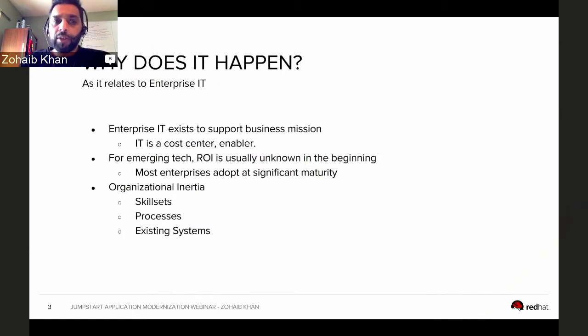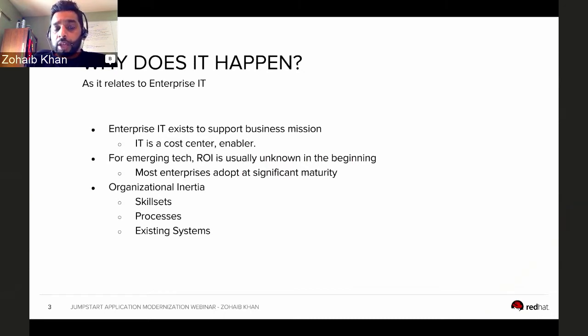I was just going to talk about why this happens, why we see enterprise IT, I don't want to call them laggards, but obviously they are not the first starters either. Typically the dynamics in enterprise IT is that they are mostly aligned with the business mission, and IT is generally considered a cost center, which is an enabler. For most emerging tech, ROI is usually unknown in the beginning. So if you take out Facebook, Google, Yahoo, and Amazon, for example, the rest of the companies usually want to adopt something when they know pretty much what use cases they can address with it and what the clear ROI is. Majority of the times, these shops adopt emerging tech at a significant maturity of that, if not towards the end.